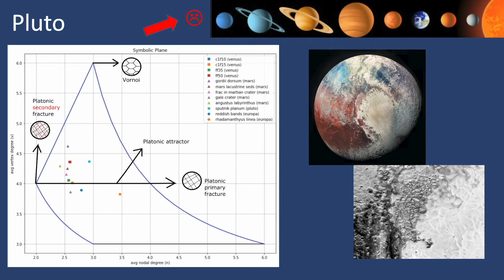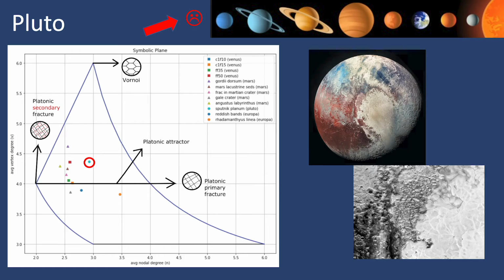So, here is one of the surfaces we looked at on Pluto, and here is where Pluto plots in relation to our regular polygons. Now, you may be thinking, if these are well approximated as regular polygons, why don't they plot where our regular polygons are? Well, that has to do with trajectories.